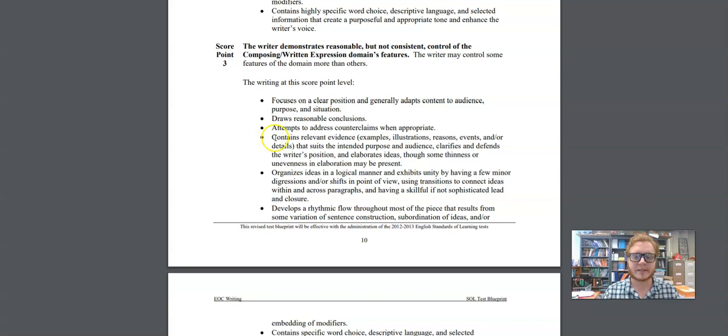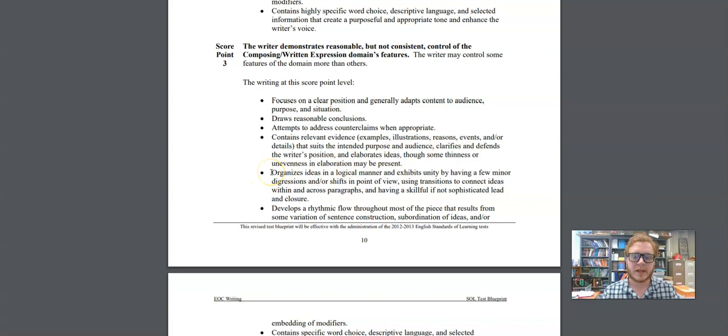Contains relevant evidence. So here's some examples, illustrations, reasons, events, or details that suit the intended purpose and audience, clarify and defend the writer's position, and elaborate ideas, though some thinness or unevenness in elaboration may be present. So in a 4, there wouldn't be the thinness or unevenness. But what that means is that anytime you make a claim, you have some kind of example or reason or fact to back up that claim.